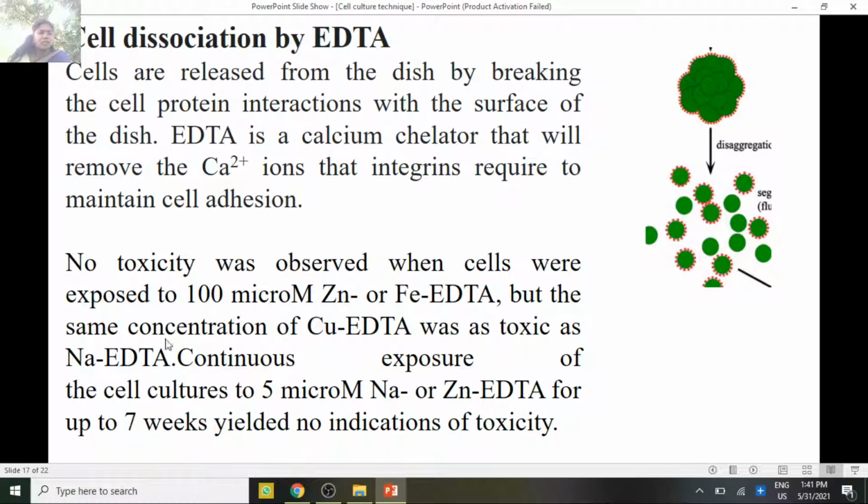Continuous exposure of cell culture to 5 micromolar sodium or zinc EDTA for up to 7 weeks yielded no indications of toxicity. This is a clump of tissue after treatment with a chelating agent. You can see the separated cells.